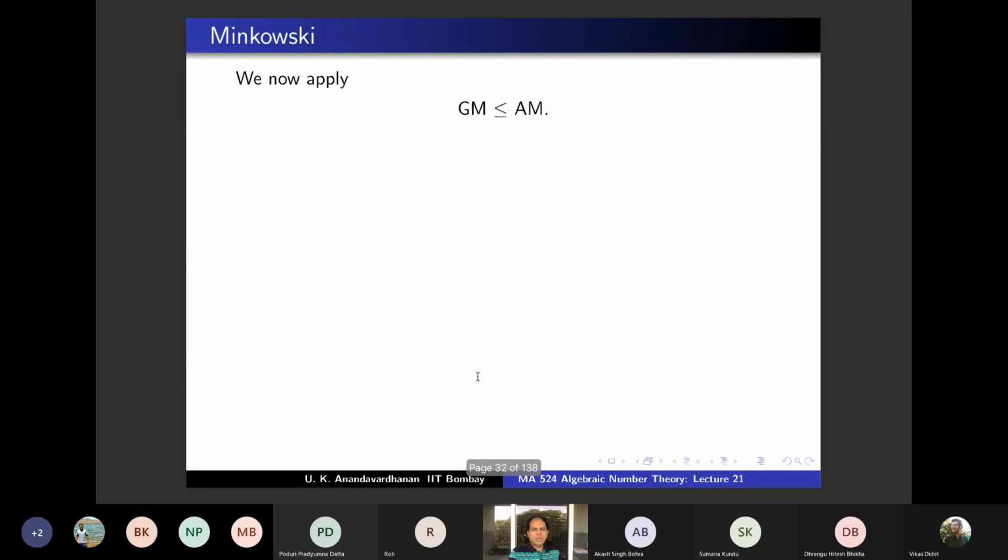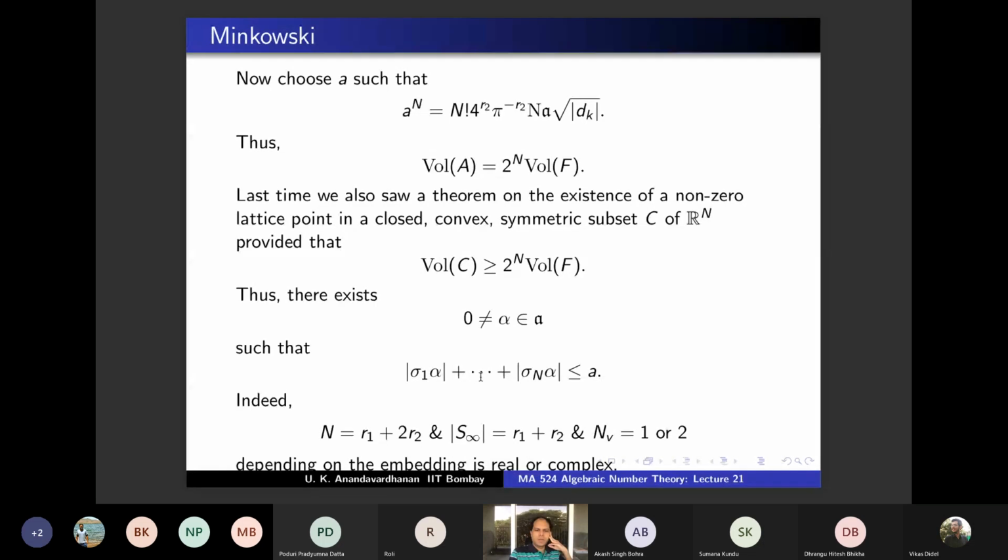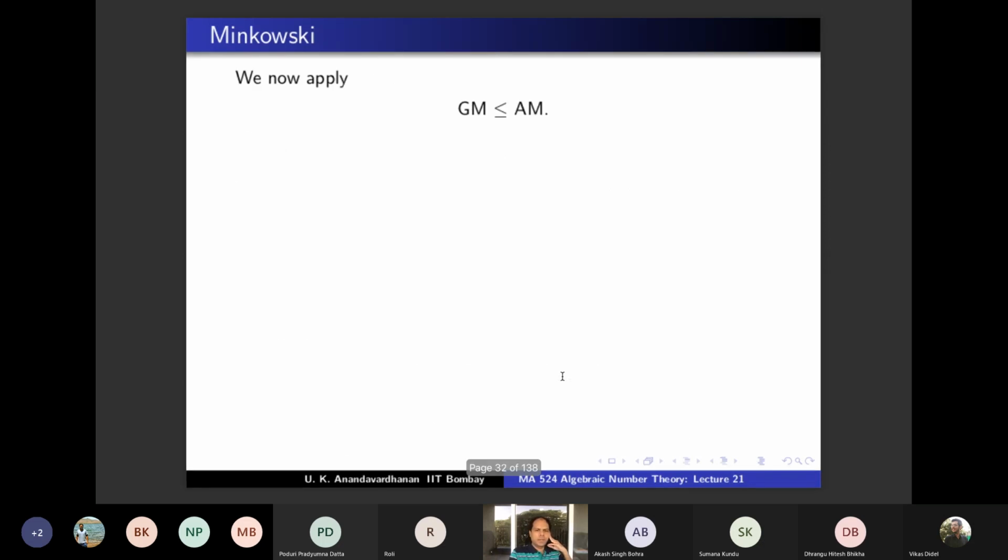Now we are going to use that geometric mean is less than or equal to arithmetic mean for this. So the arithmetic mean of these many things will be this divided by capital N. And what will be the geometric mean of this? Geometric mean of this is the modulus of sigma 1 alpha times up to sigma n alpha, to the power 1 by n. That is nothing but the modulus of the product of sigma I alpha, which is nothing but the norm of alpha. So the modulus of the norm of alpha to the power 1 by n is the geometric mean and this is the arithmetic mean. So this we have, and this is less than or equal to A, so this is less than or equal to A by N.